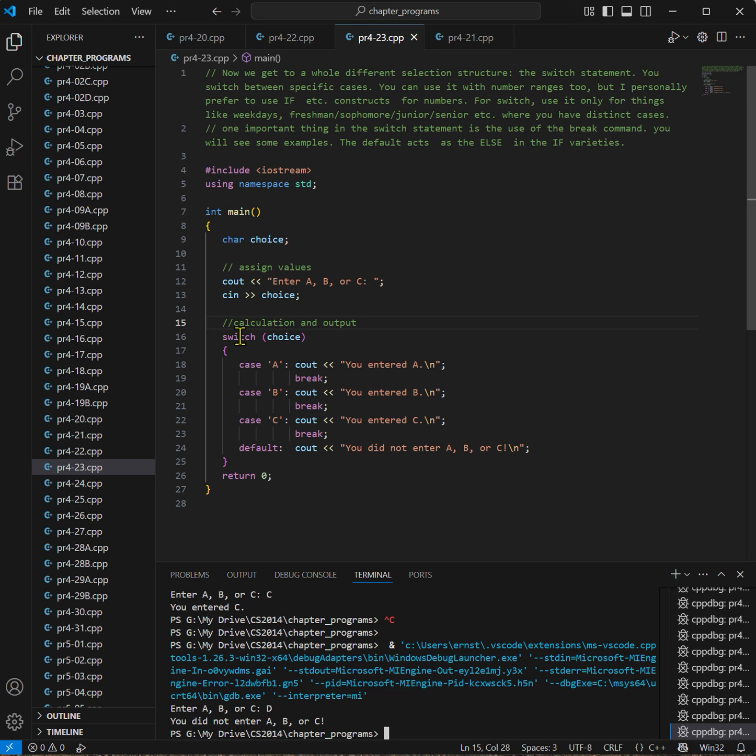So remember the syntax. Use over here the switch keyword, and for the individual cases the case keyword, and then whatever the case may be, and don't forget the break statement.